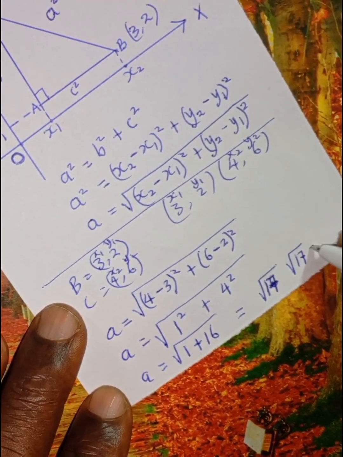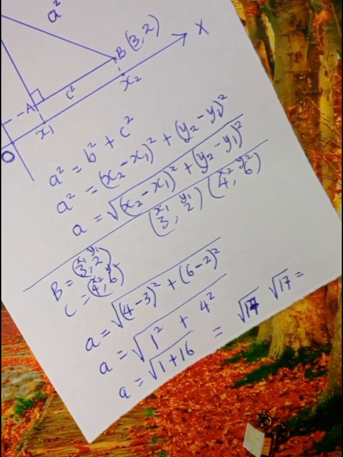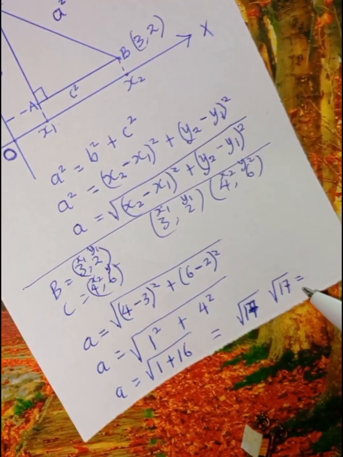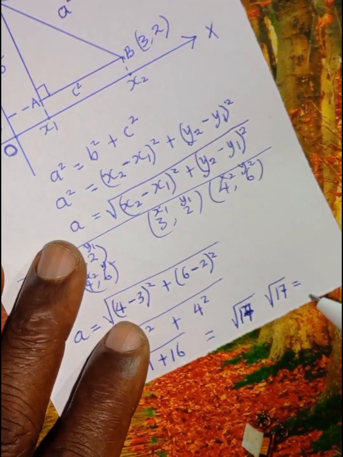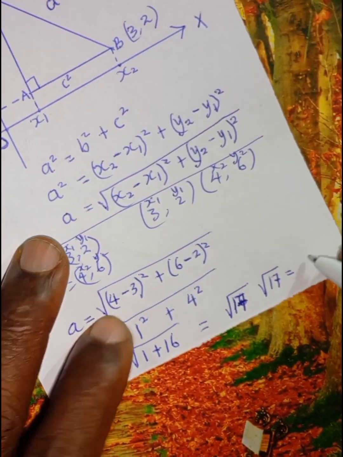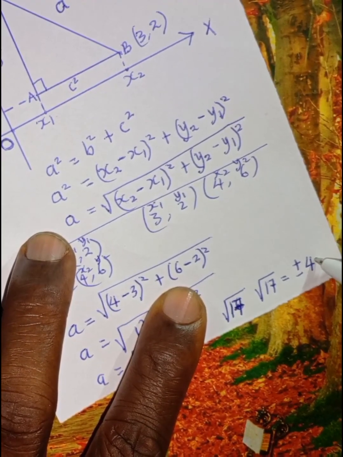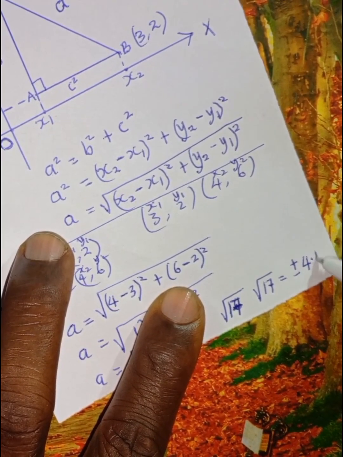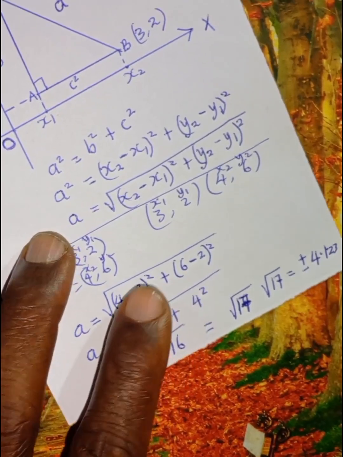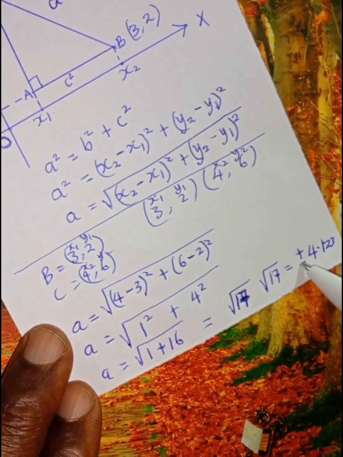So our final answer, you can leave it in root form or in surd form, or you can go further to say plus or minus 4.123 if you wish.